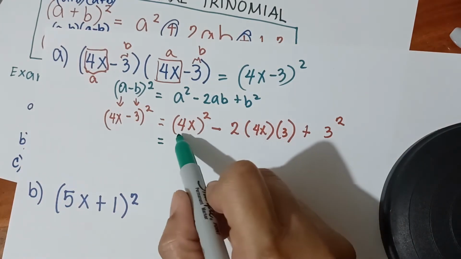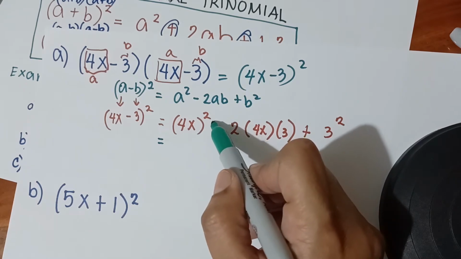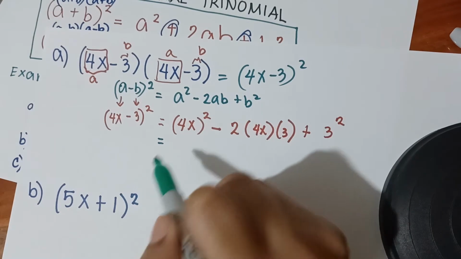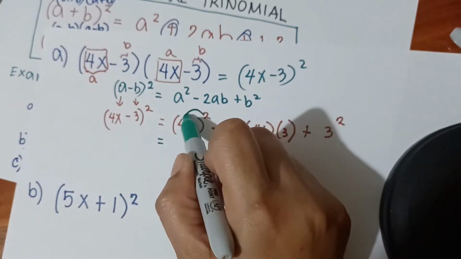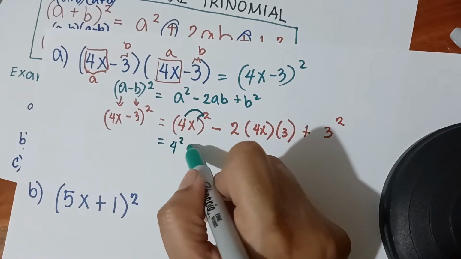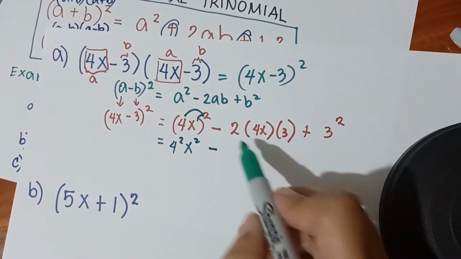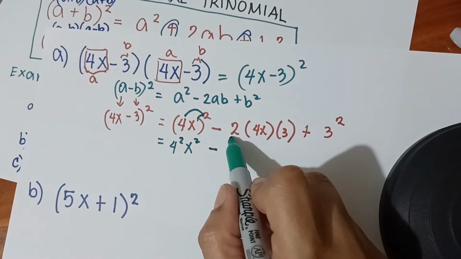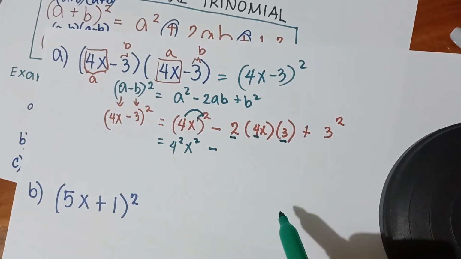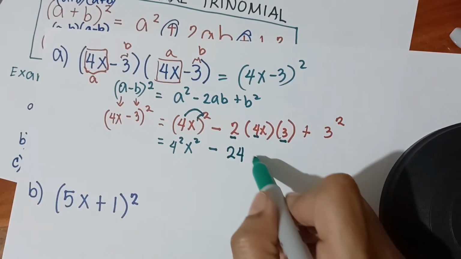If there's this 2 here, 4x, and there's an exponent outside, what do you do? You are going to distribute. Okay? So, i-distribute natin yung 2 dito sa 4 at saka sa x. So, we're going to get 4 squared x squared minus, so this one, you can multiply the numbers 2 times 4 times 3. So, 2 times 4 times 3, that will be 24, and then just copy the x.